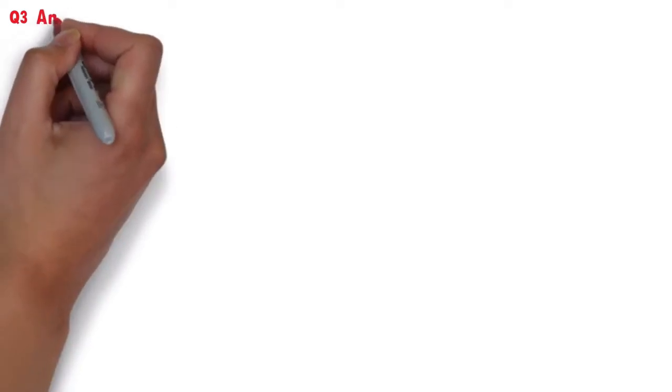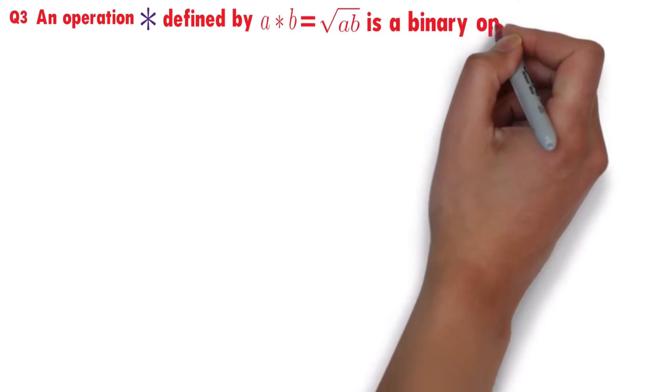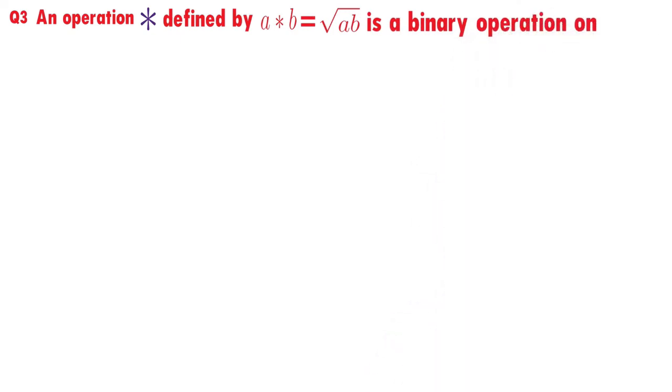Question number 3 in the binary operations chapter. An operation star defined by A star B equals square root of AB is a binary operation on the set of real numbers. This is the question. We need to check whether star is a binary operation on the set of real numbers or not.